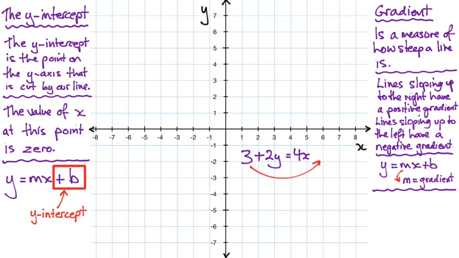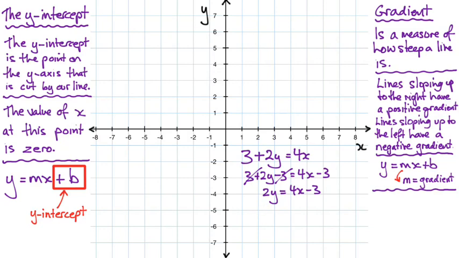Using our algebraic skills, the first thing I want to do is get the 3 over to the other side, because my goal is to get y on its own. So we'll take the 3, get rid of it and put it over here. We do that by taking away 3 from both sides. You'll see that 3 and negative 3 cancel each other out because 3 minus 3 equals 0. That way I end up with 2y equals 4x minus 3.